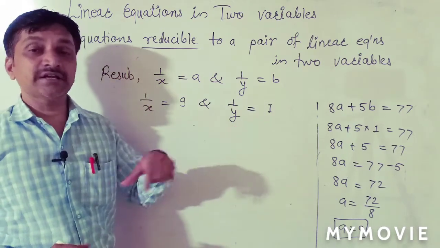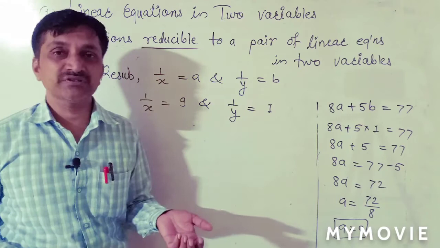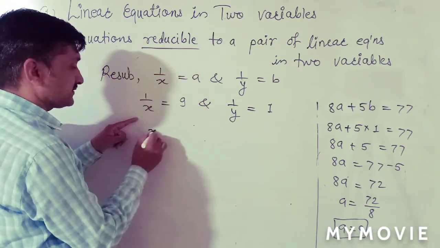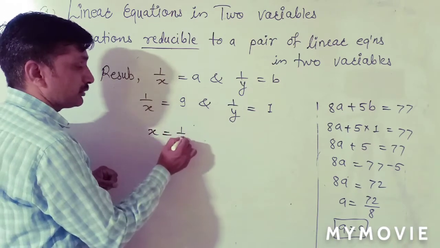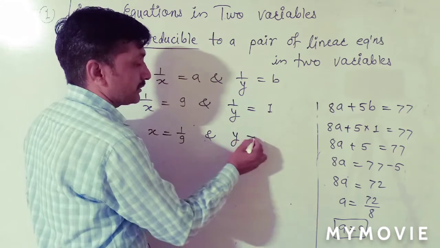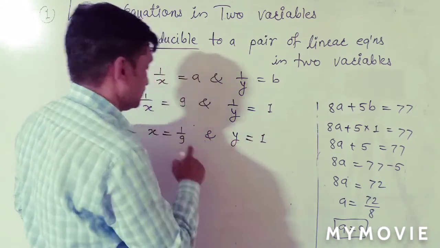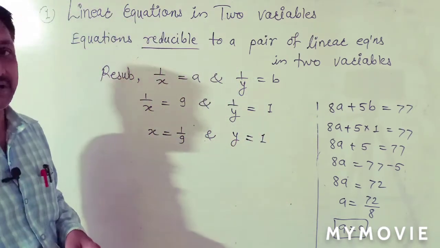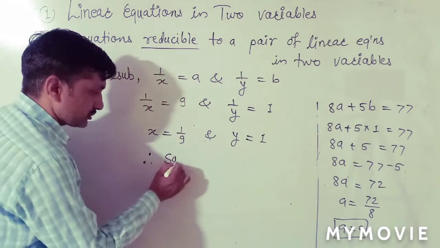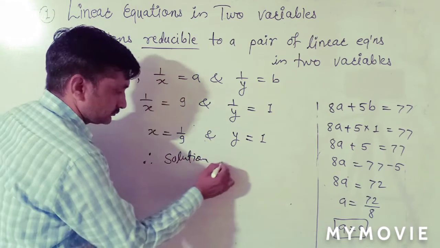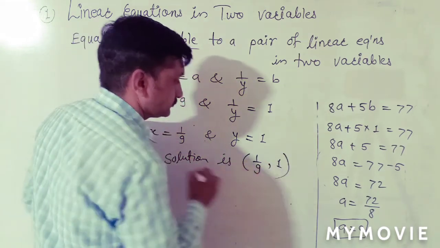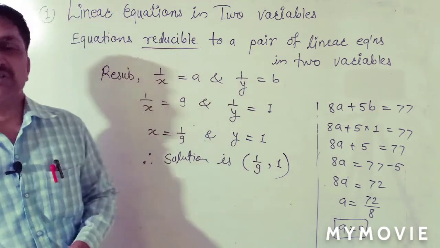If we take its invertendo, meaning reciprocal, we get the answer. What is the reciprocal of 1 upon x? x. And the reciprocal of 9? 1 upon 9. And the reciprocal of 1 upon y? y. And the reciprocal of 1 is 1 itself. Now we got the values of x and y, and that is the solution now. Therefore, the solution is (1/9, 1). This is the solution.